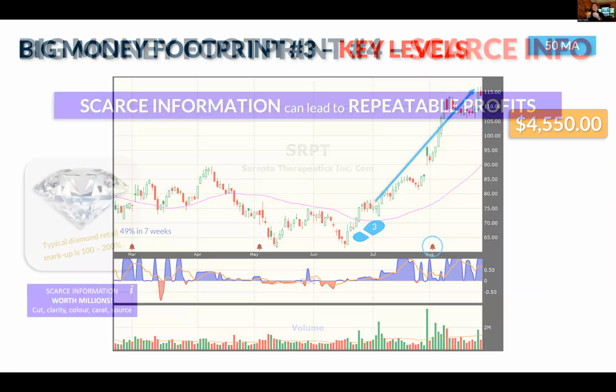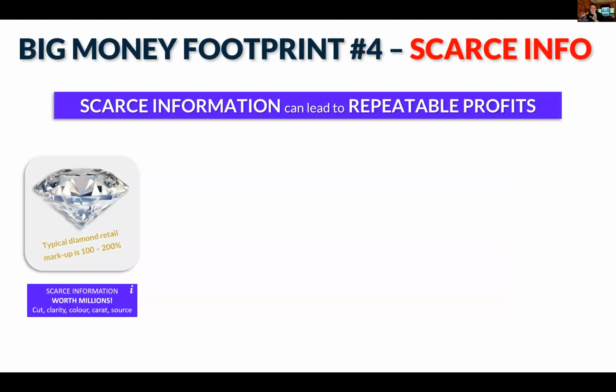Now, big money footprint number four is the special one. It's scarce information. Let me talk to you about what scarce information means and why it can lead to repeatable profits, because repeatable is your secret here. If you don't have anything that's repeatable, you don't have anything. What we want here in trading is a business in a box where we have the chance of making repeatable profits with something that has higher probabilities and strict risk control.